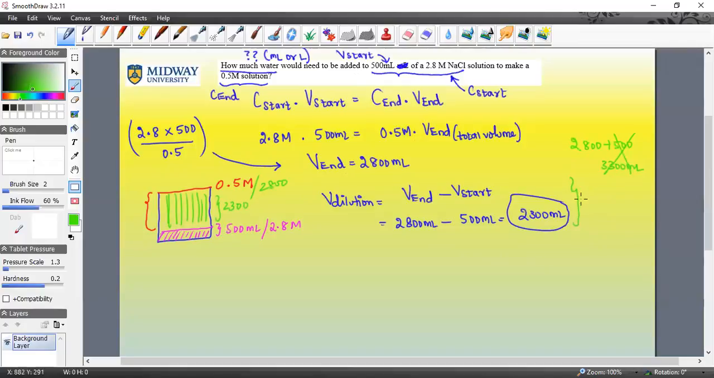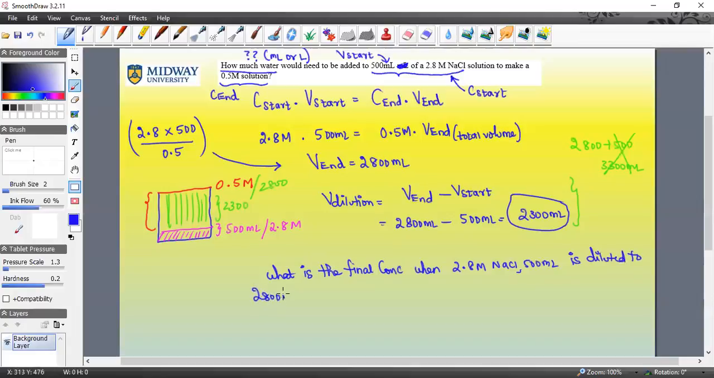All right. Now, let's say I modify this question to ask: what is the final concentration when 2.8 molar sodium chloride, that is 500 mil, is diluted to 2800 mils? Let's say the question appears this way. This is much easier because you do not have to do the final conversion. You just have to start with this step right here. Let me do the problem.